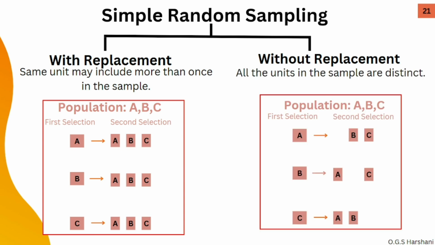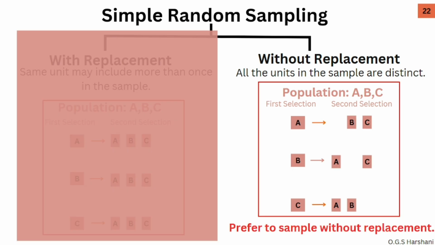But in simple random sampling without replacement, all units in the sample are distinct. Continuing with individuals A, B and C, if you select A first, then your second selection can only be B or C. If you select B first, then your second selection can only be A or C. Similarly, if you select C first, your second selection can only be A or B. In simple random sampling, the most preferred method is without replacement because it ensures the sample does not contain duplicates.